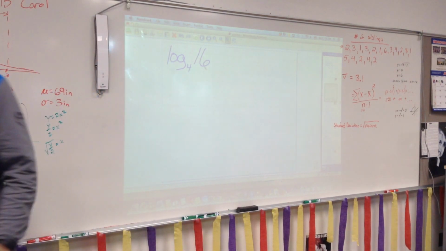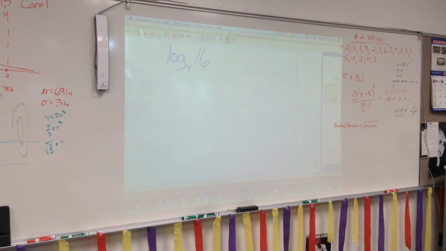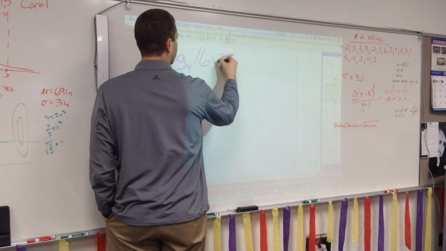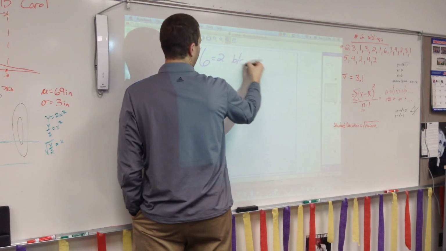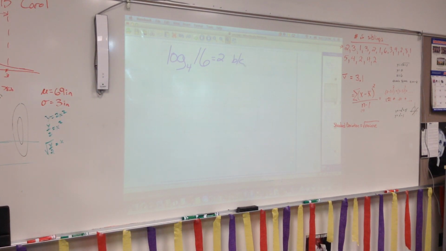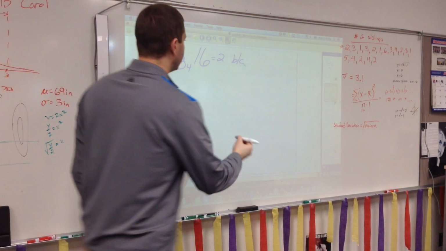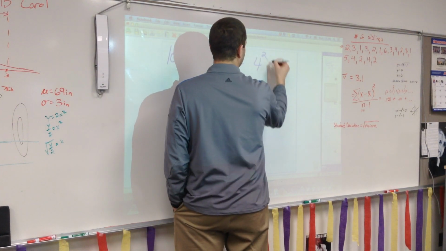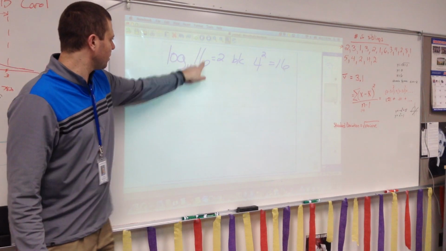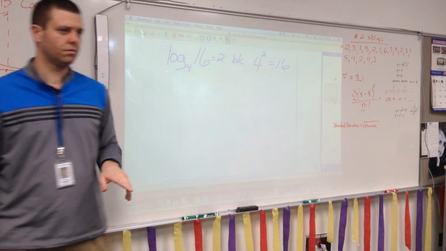Log to the base 4 of 16. What would that answer be? 2, because 4 times 4 is 16. Or if I'm thinking of it with exponents, 4 squared is 16, because 4 to the second power is equal to 16. That's why the answer to this is 2.